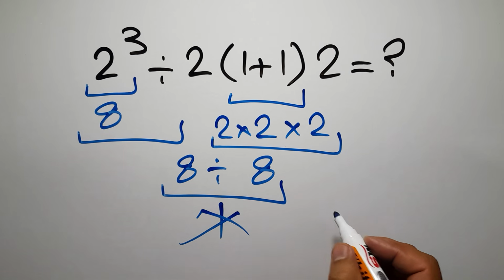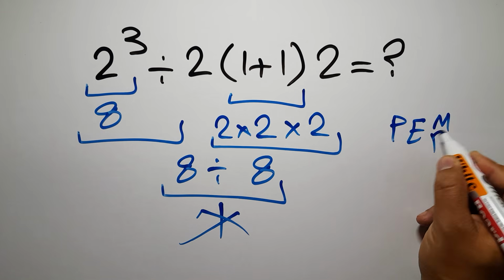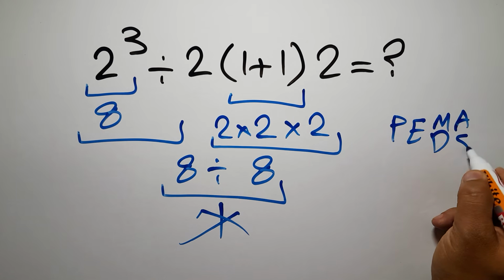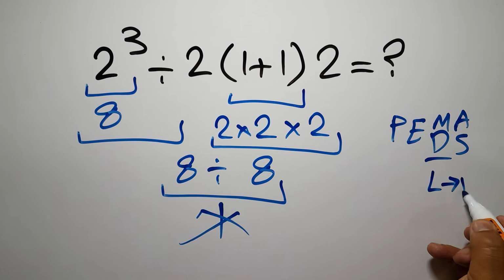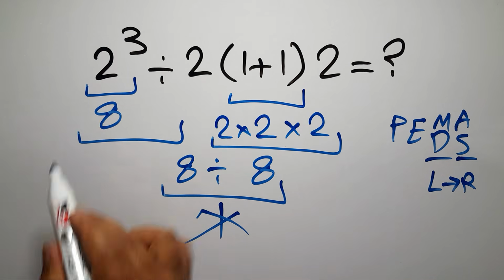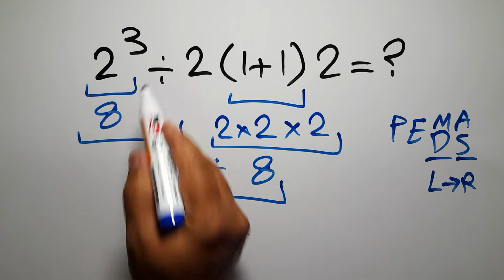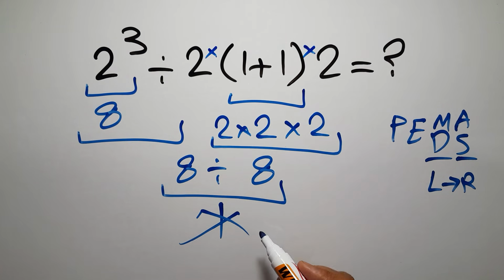Because according to the order of operations, first we have to do parentheses, then exponents, then multiplication or division, and finally addition or subtraction. Remember that multiplication and division have equal priority and we have to work from left to right. And the same applies to addition and subtraction. In this expression, we have one exponent, one division, and two multiplications, and these parentheses.